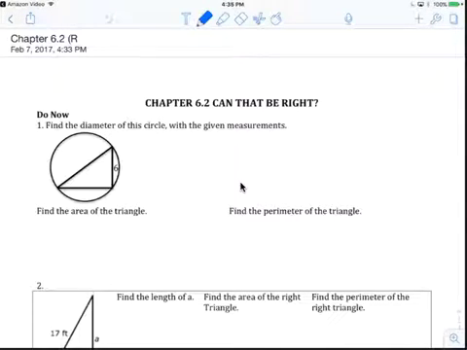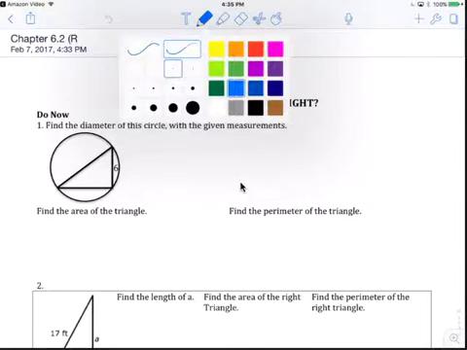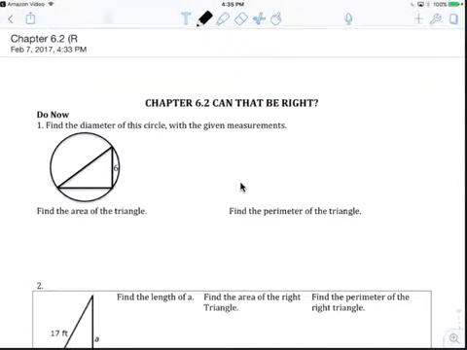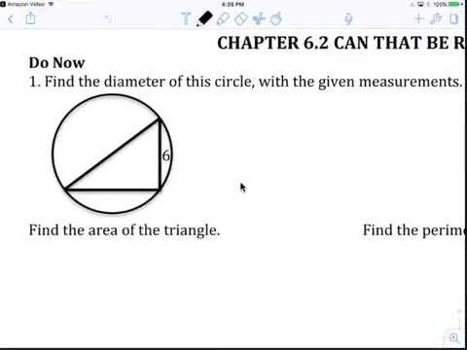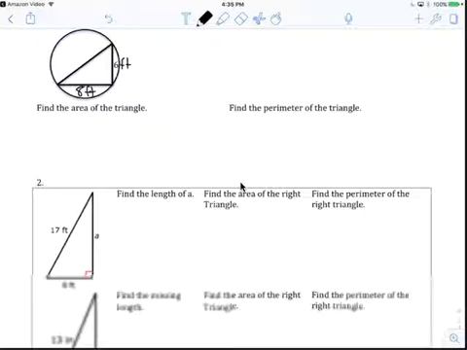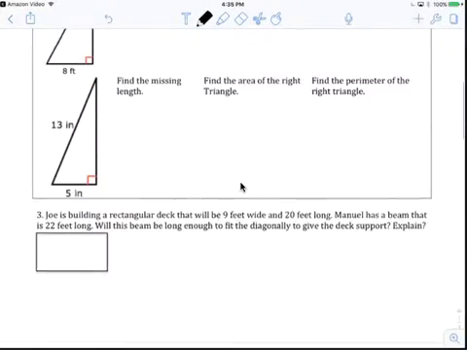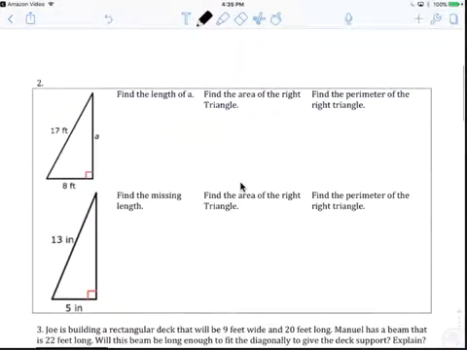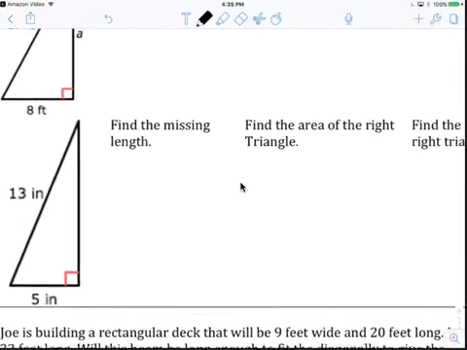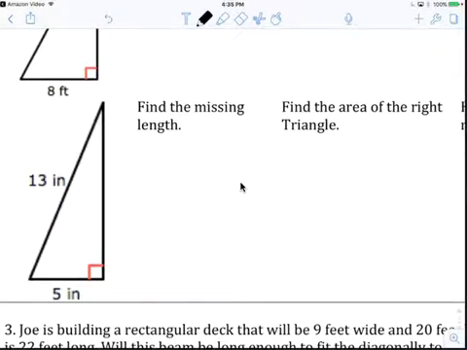We did number one in class, so I can skip number one. And in class I had this for 8 feet, and that's 6 feet. Okay. And we did these, I think students understand this, but just in case, because this will be on tomorrow's test. Find a missing length.